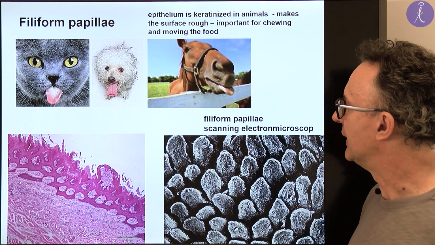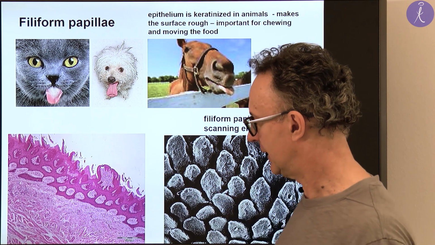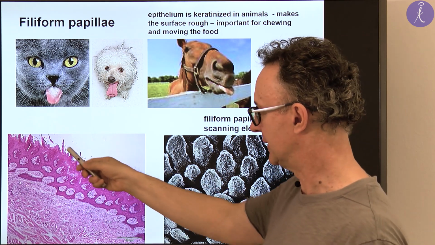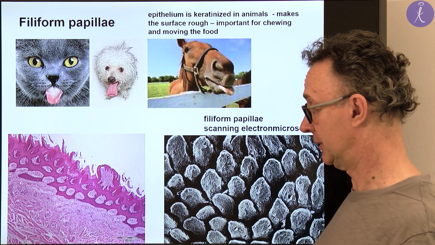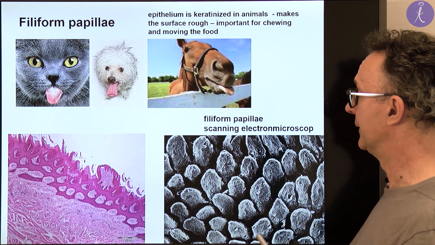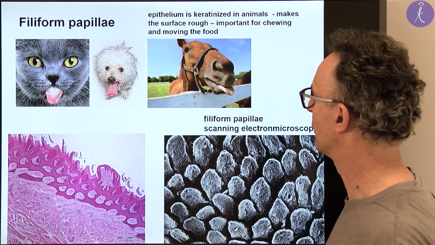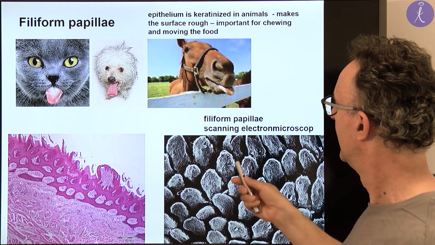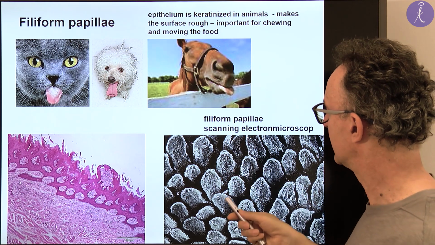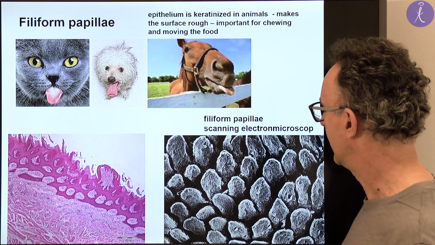The filiform papillae, as I told you, are minute, tiny papillae with keratinization at the top. This is very important for the animals especially, to be able to elevate and pick up and move the food in the oral cavity, so for feeding. If you watch this with scanning electron microscopy, as a rasper, tiny elevations are seen.